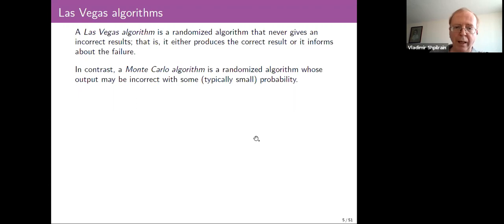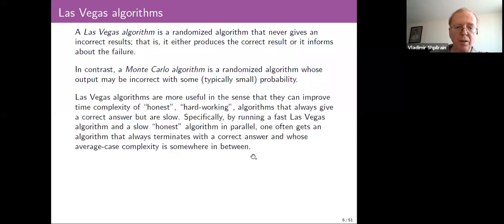Now, why is a Las Vegas algorithm better for our purposes? That's because if we have a fast Las Vegas algorithm for a fast check of a certain property, we can run this algorithm in parallel with an honest algorithm. By an honest algorithm, I mean an algorithm that always terminates in finite time and always gives you a correct answer.